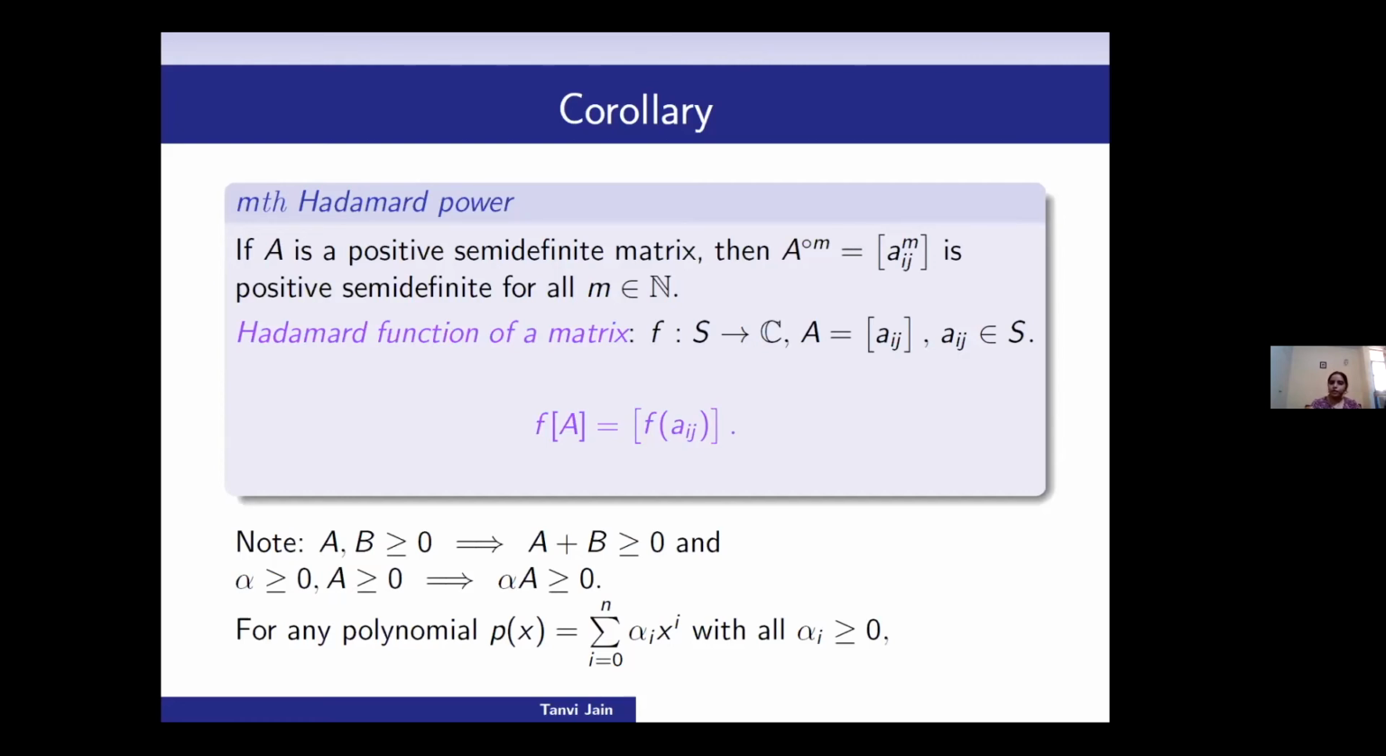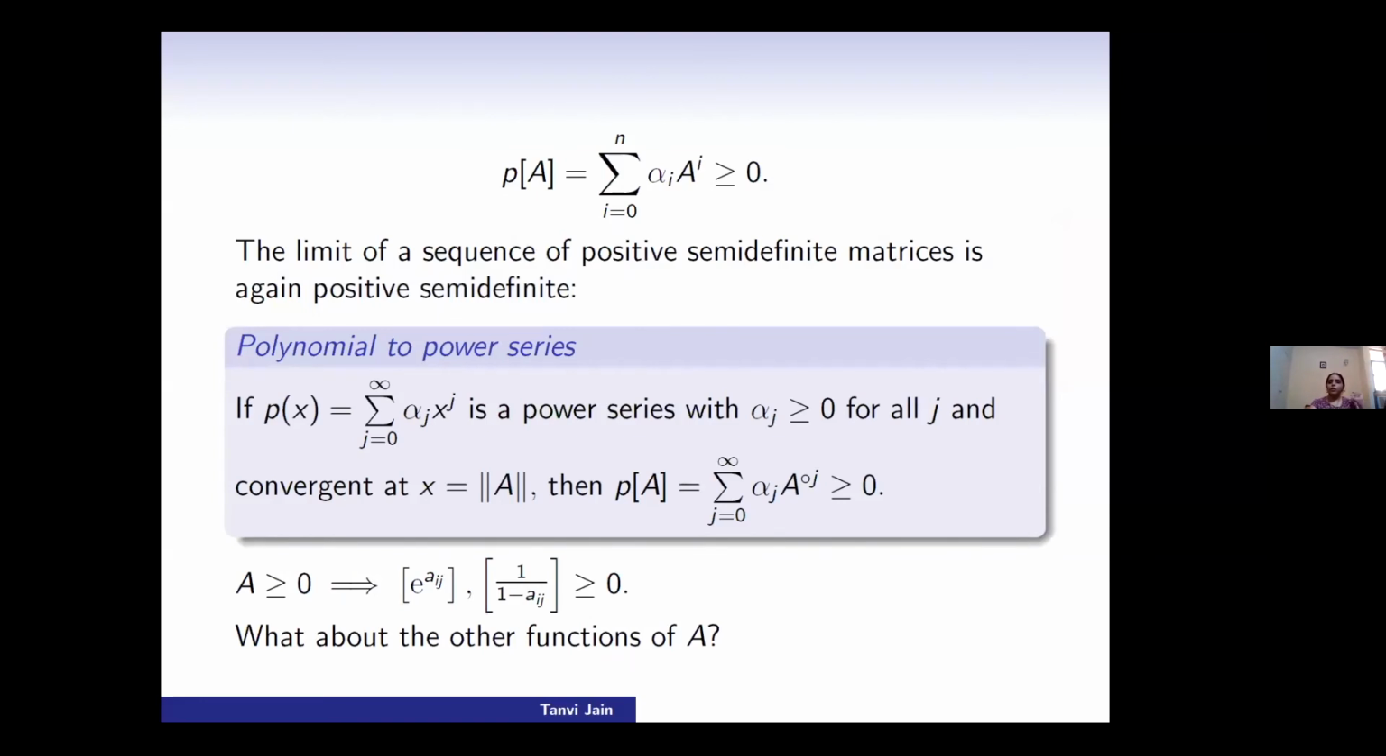Immediately we have one example, the mth Hadamard power of A, that is x to the power m, where m is a non-negative integer, which preserves positivity when applied entry-wise. Now we know that the sum of two positive semi-definite matrices is again positive semi-definite, and a non-negative multiple of a positive semi-definite matrix is positive semi-definite. Therefore, if I take a polynomial, summation alpha_i x to the power i, where alpha_i is greater than or equal to 0, then the polynomial function applied entry-wise, the Hadamard polynomial summation alpha_i a_ij to the power i, is positive semi-definite.